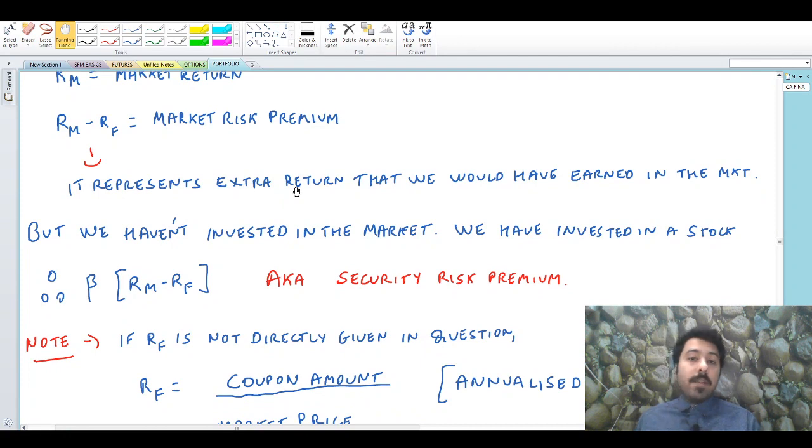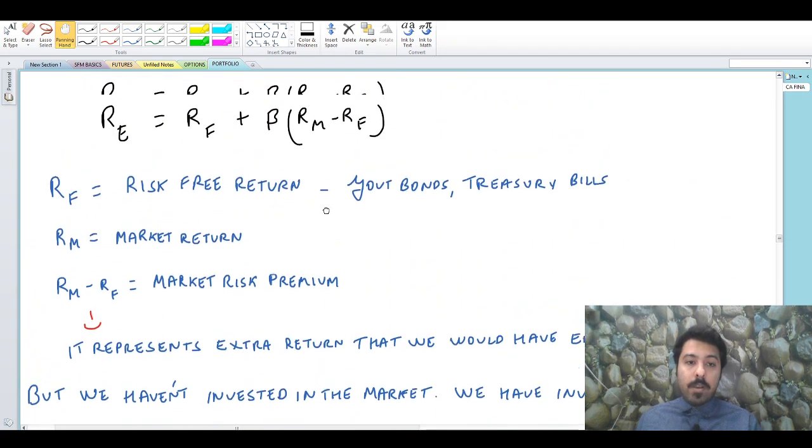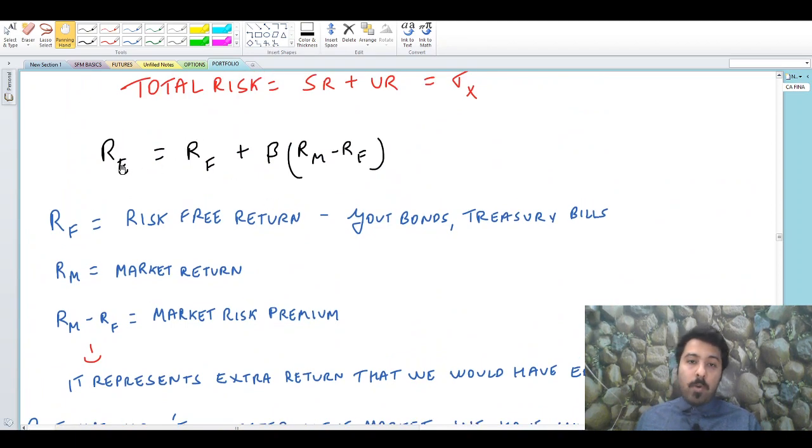But you aren't investing in the market, you are investing in an individual stock. An individual stock's relation with the market is captured through beta. So market risk premium multiplied by beta will give you the security risk premium. This is what we have done. So what is our expectation?